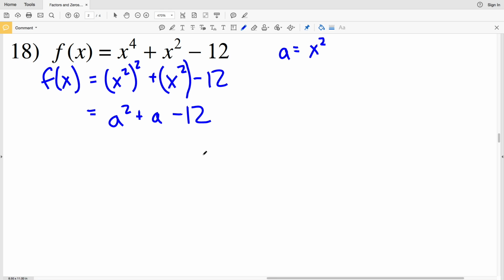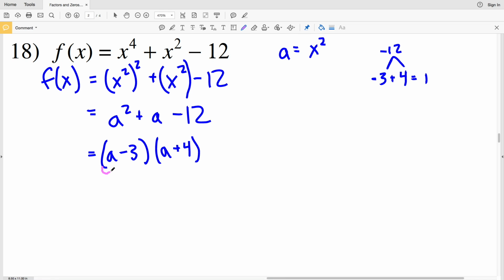Looking at the factors of 12, I know the numbers that will work are 3 and 4. Now we just have to decide which one's negative, which will be negative 3, because negative 3 plus 4 equals a positive 1. So we'll write this as a minus 3 and a plus 4. That means for a minus 3 equal to 0, or a plus 4 equal to 0, I'll have a as a positive 3 or a as a negative 4. But note that those are not my zeros for the function itself. To solve for the zeros of my function, I need to plug back in x squared for a.